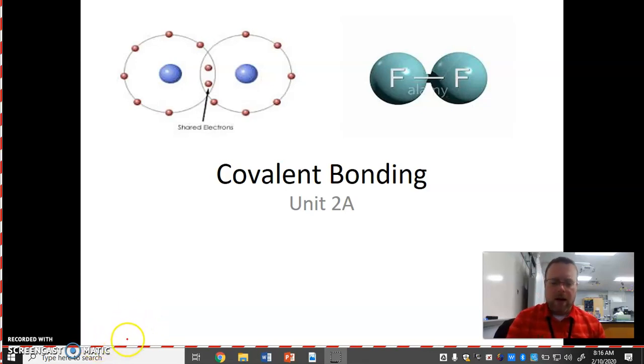So we're going to talk a little bit about different kinds of bonding in this unit. And in this very first lesson, we're going to teach you how to classify bonds into different types and also examine something called the polarity of bonds.